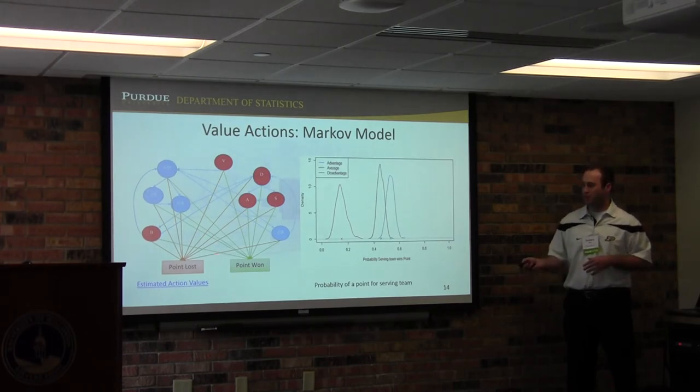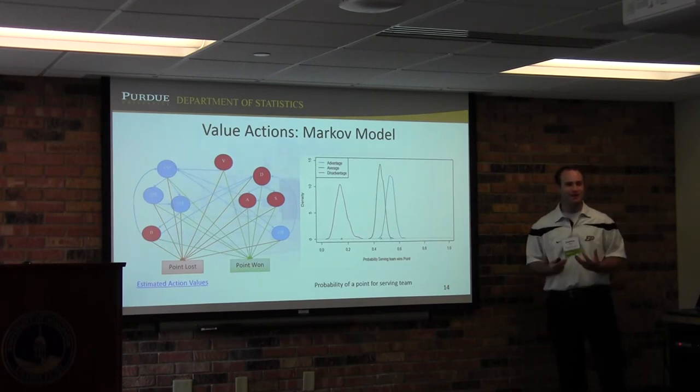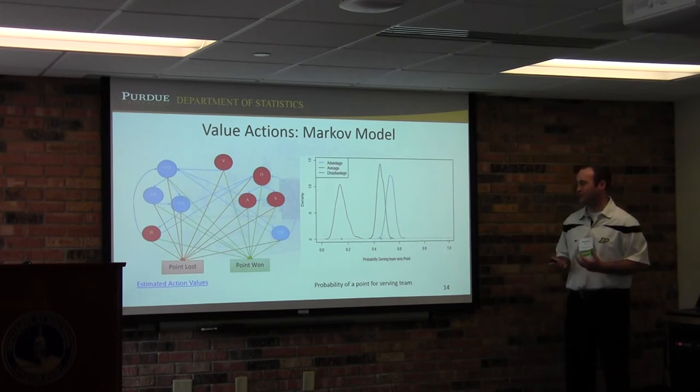The rectangles are the absorbing states. At the end, someone's going to win the point, someone's going to lose the point. And what we're estimating here is, if I have a really great serve, what's the probability I get a point at the end? Or if I had a really bad block, what's the chance I get a point at the end? And that's how I'm going to value the actions, with those absorption probabilities.